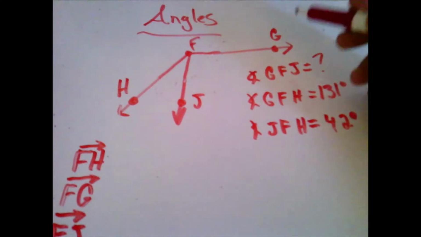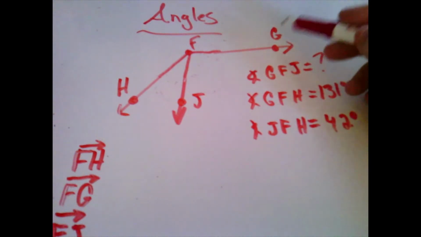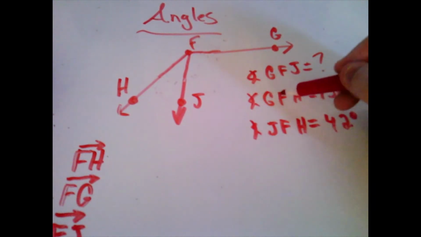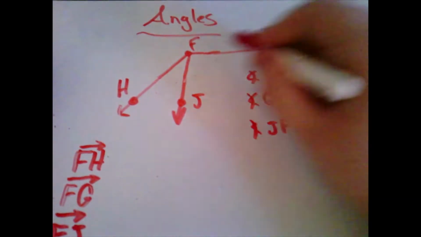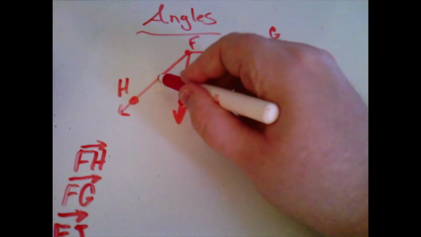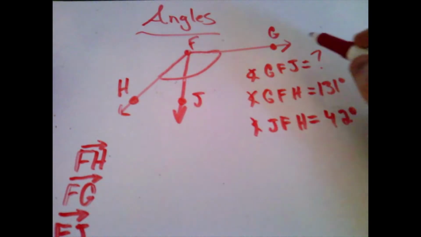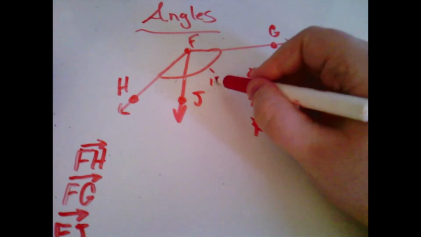As you can see here, we have a number of points which define a number of lines, and ergo a number of segments and a number of angles. First, what we know, angle GFH is equal to 131 degrees. What is angle GFH? Well, that is angle GFH. It's this entire angle here. All right, the angle spanning GFH. So this entire angle here is 131 degrees.